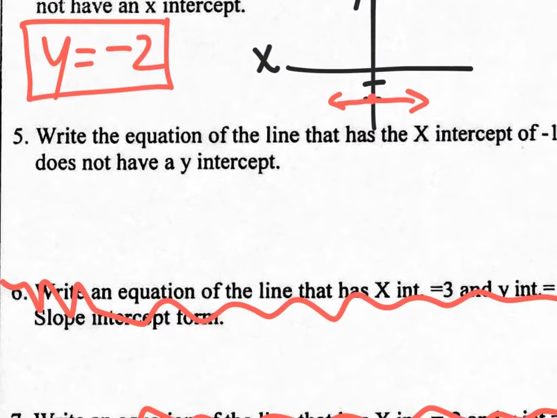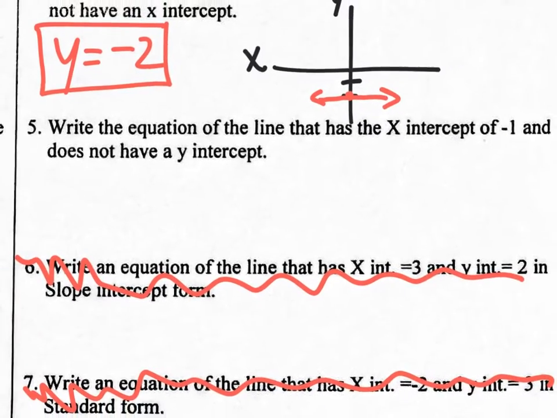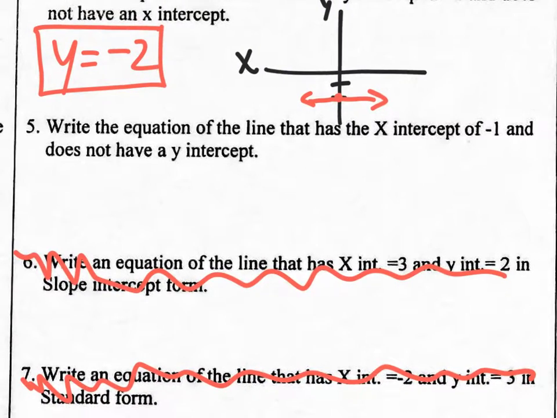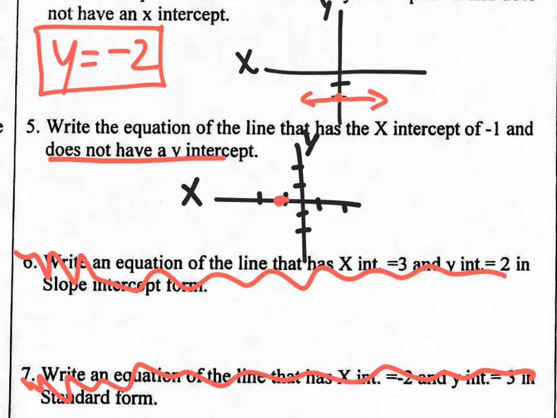Let's do number 5. It says write an equation of a line that has the x-intercept of negative 1. So again, I'm going to draw it. Here's my x, here's my y. 1, 2, 1, 2, 1, 2, 1, 2. So x-intercept of negative 1, it crosses right here. And what's the y-intercept? It says it does not have a y-intercept. So it must be going perfectly vertical, straight up and down. Make sense? It won't cross the y.